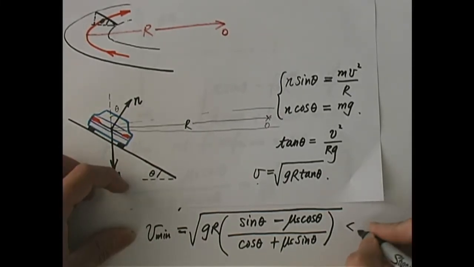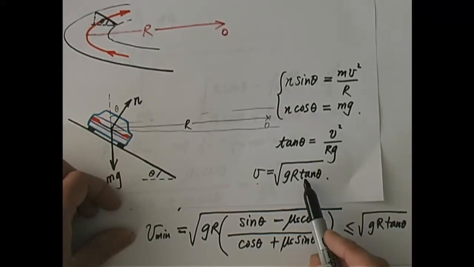So that's less than the square root of gr tangent theta. In fact, it becomes equal to the square root of gr tangent theta only if mu s equals 0. But of course, when mu s equals 0, it's just like you have no friction. So it makes sense. Our formula goes back to this case when you set mu s equal to 0. Okay, so this is the minimum speed you can drive with.